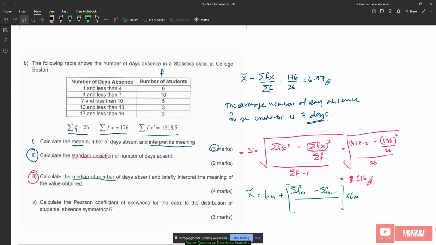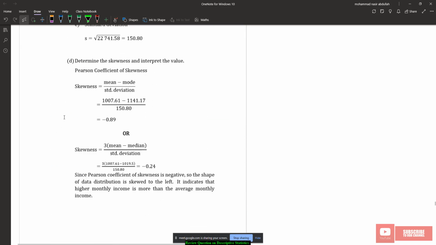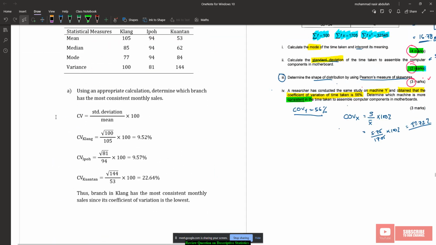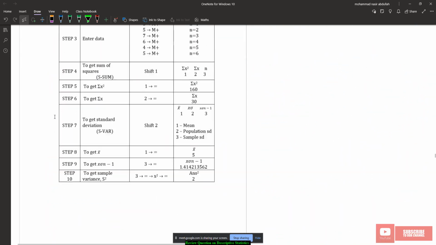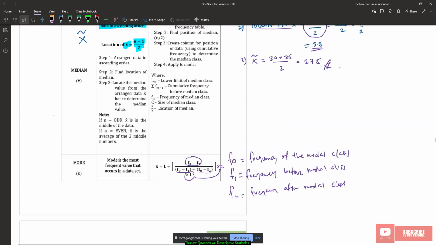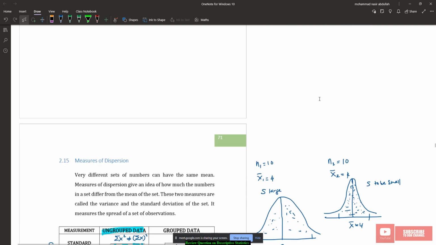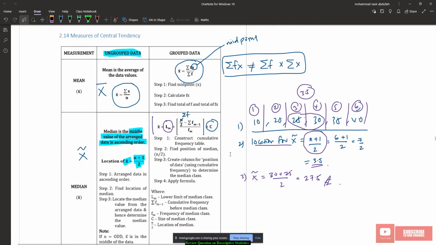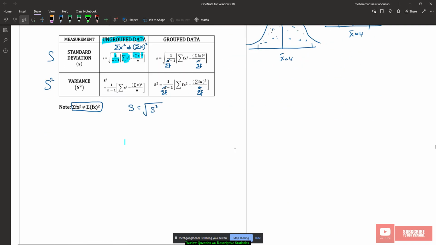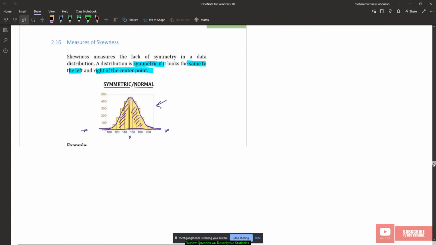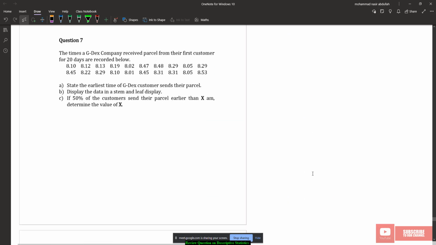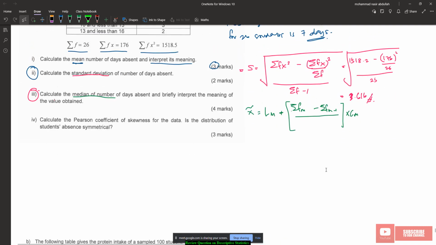Let's look at the formula. If you're not sure, just look at the formula. So what is the formula? Page number 69. Divided by the frequency of the median class, right? Wait, let me show you the formula. Okay. Divided by the frequency of the median class.